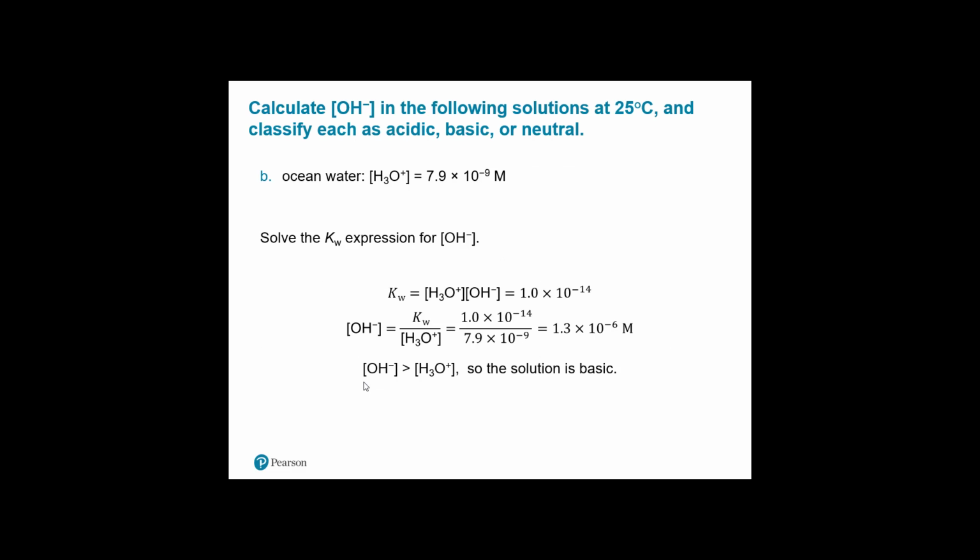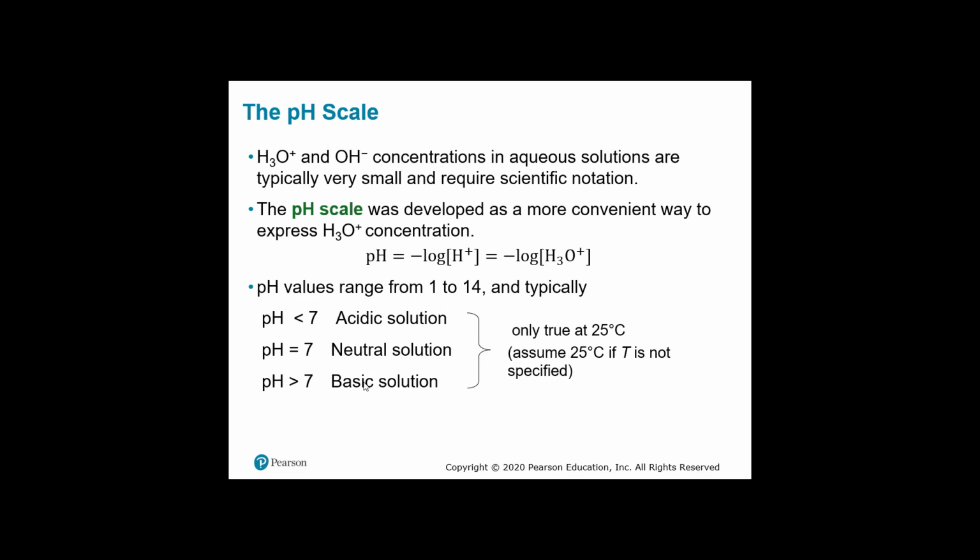You have to think about these numbers. Okay, so let's go over the pH scale. pH values range from 1 to 14. Technically, they start at 0. Typically, if the pH is less than 7, it is acidic. If it is equal to 7, it is neutral. And if the pH is more than 7, it is basic.